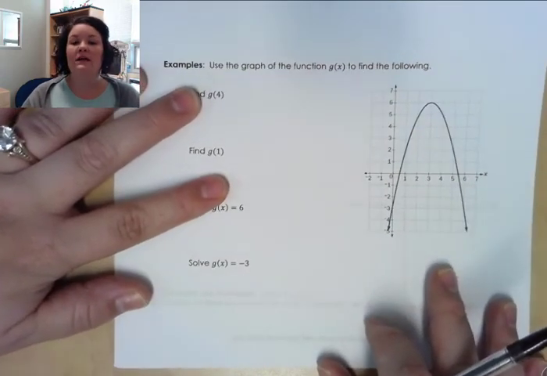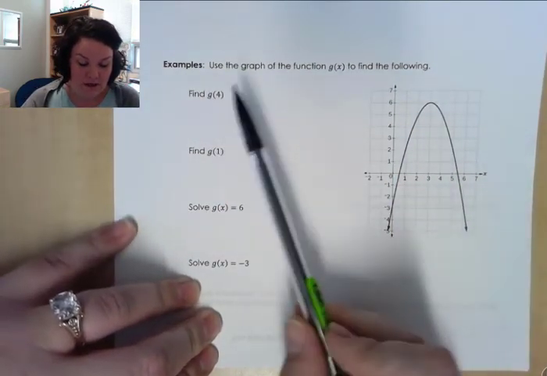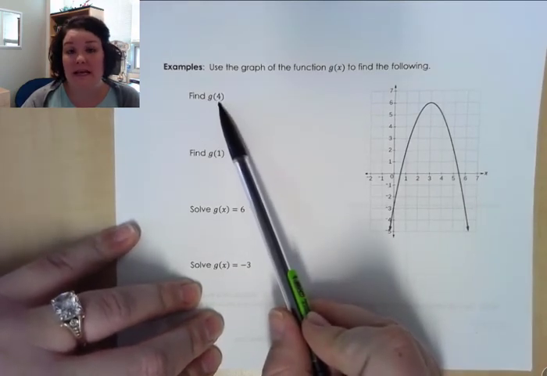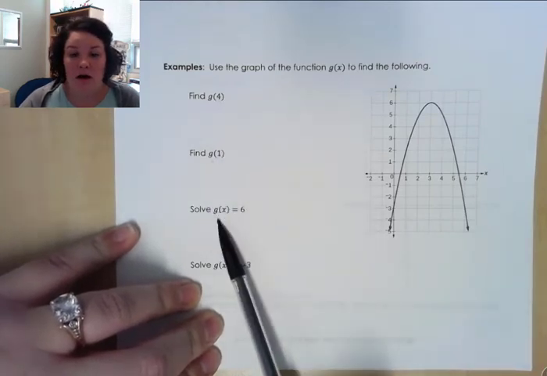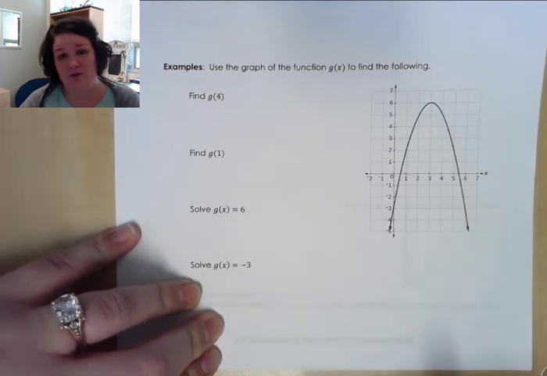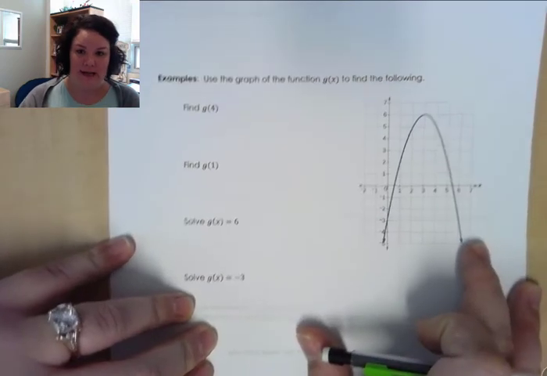Okay, when we're looking at a function from a graph, it's the same idea. Notice here, I still have a number inside the parentheses, so I know that's going to be an input. So I'm basically plugging it in, right? Or I'm setting the function equal to a number. Now here I don't have an equation to plug it into or to set it equal to, so I have to think about what that means in terms of the picture, okay?